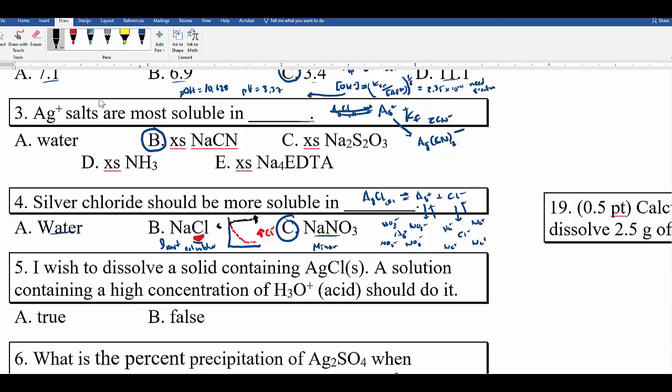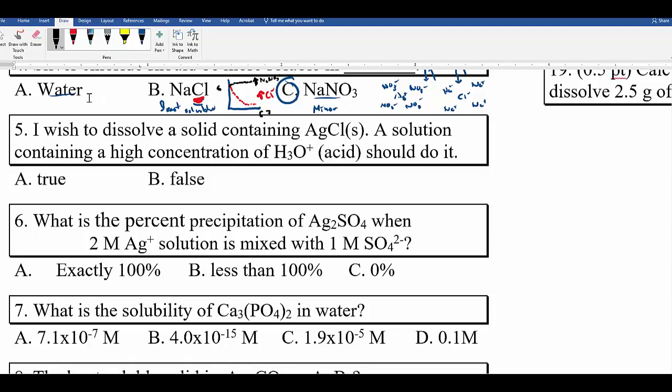This is going up. This is the solubility here. This is the concentration with increasing sodium nitrate. And so this is the common ion effect, decreases solubility. This is precipitation. That's what we get. However, the sodium nitrate would actually slightly increase it.